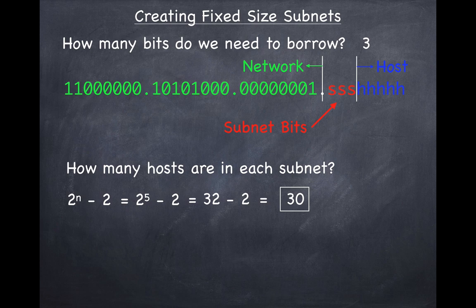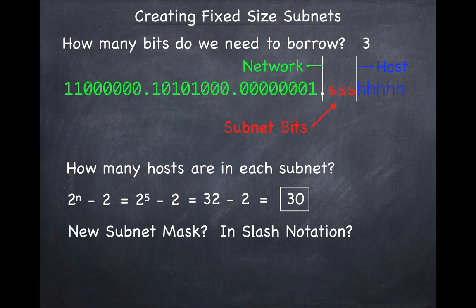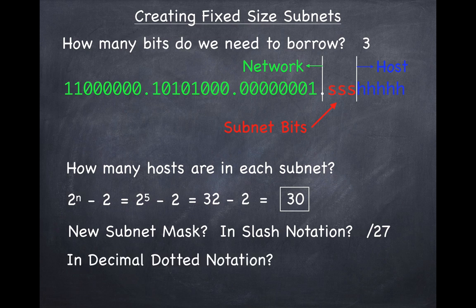Now, anytime we subnet, we need to change the subnet mask. So we started with /24. We borrowed 3 subnet bits. So the new subnet mask in slash notation is /27. If we wanted to convert that to decimal dotted notation, like you had some problems in homework assignments, that would be 255.255.255.224.